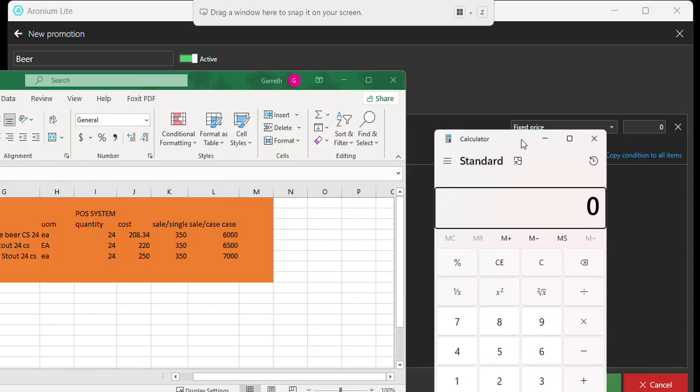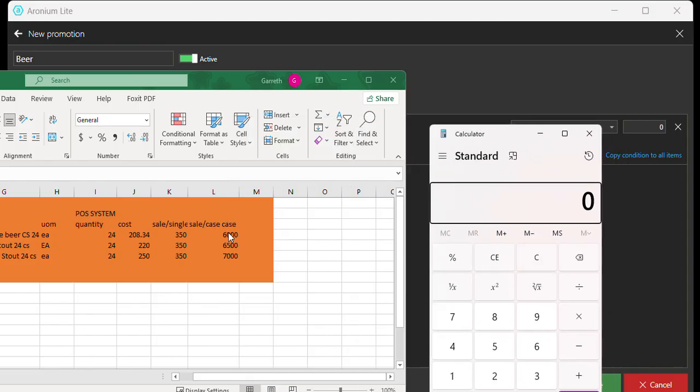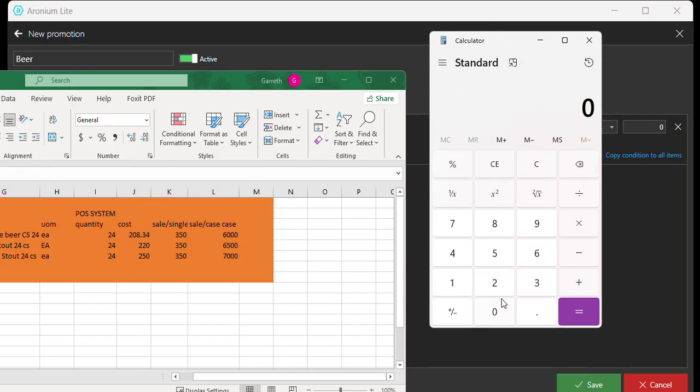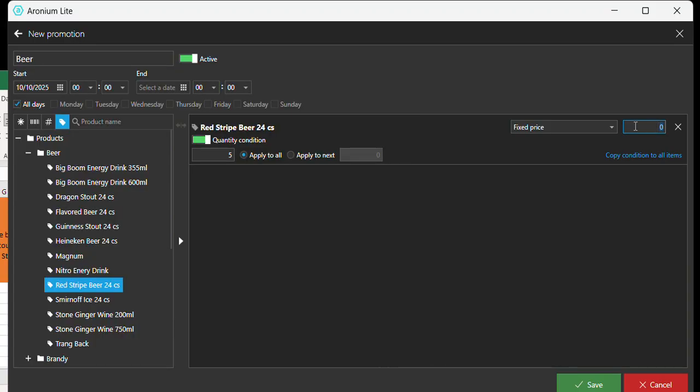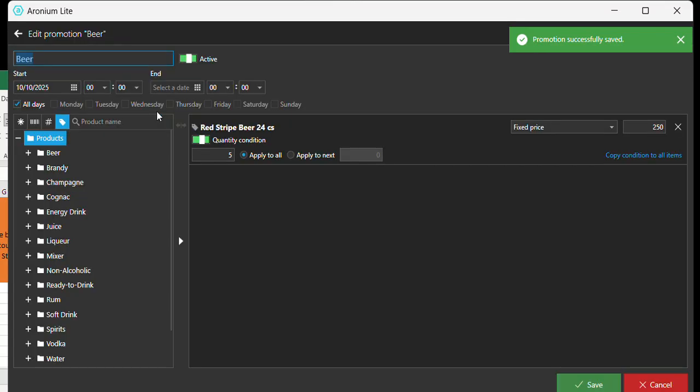So if we're doing beers, I don't want to know how much one beer costs. So the case price is $6,000, right? $6,000 divided by 12. So we are going to sell one beer for 250 for the wholesale, not 350. So we put in 250 right here. Alright? And we are going to save this.